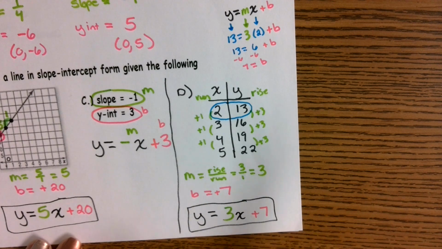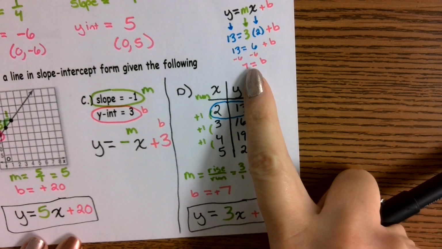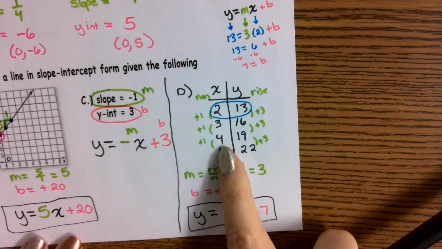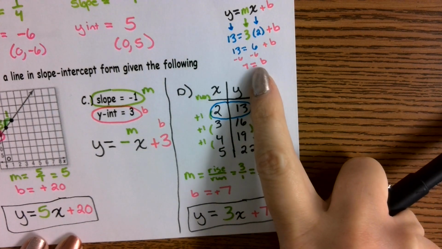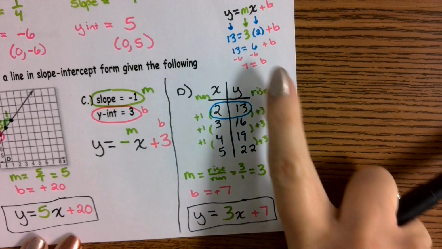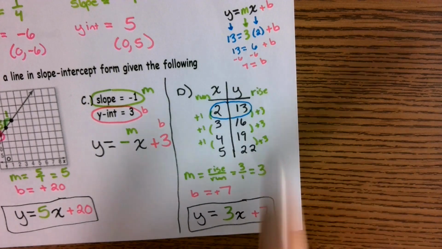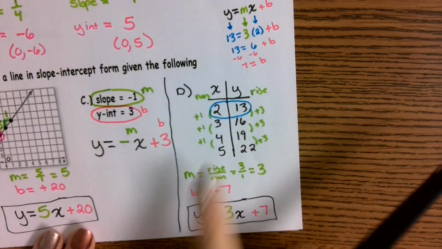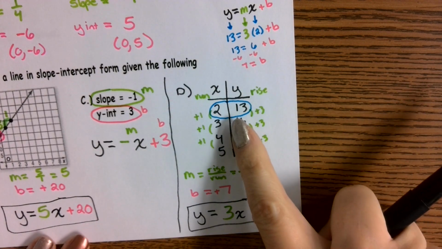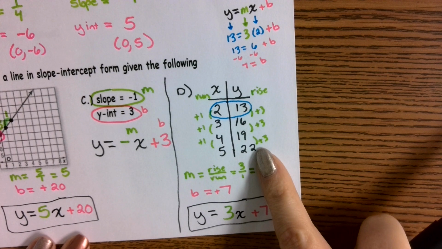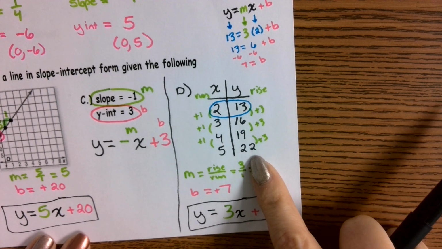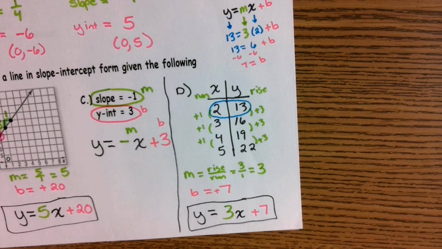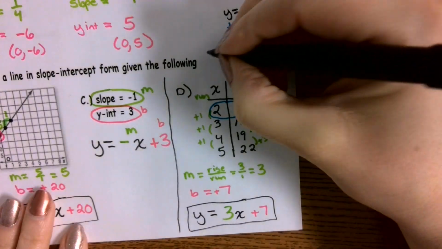No. I could have done 3 and 16. I still would get b is equal to 7. I could have done 4, 19. b would still be equal to 7. 5, 22. b would still be equal to 7. As long as you're plugging them in into the correct values. These were your y's, these were your x's. Can I do 2 and 22? No. Because 2 and 22 do not correspond with each other. They are not the same point. So just be mindful of that. Okay?